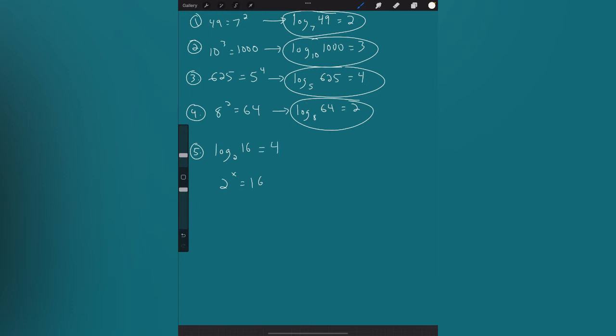Right? I always like to think of it as you have 2 to the what power, and I imagine like a power up there. 2 to the what power equals 16. And then the answer goes on my right. All right? That'll be my answer. Well, I guess I can just say 4.